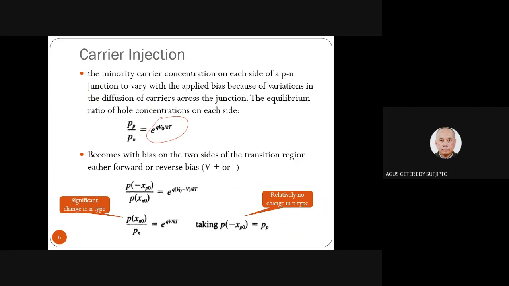With a bias on the two sides of the transition region, each forward or reverse bias, after applying the voltage, the concentration of holes on both the P side and the N side will be changing. So let's see the illustration of this.